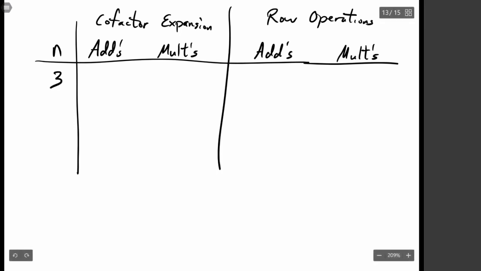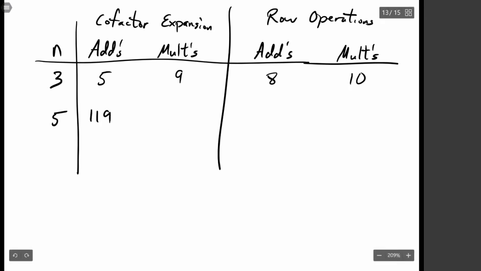So if n is 3, we have to do at most 5 additions and at most 9 multiplications to turn it into a triangular matrix. That's at most. For row operations, we would have to do at most 8 additions and at most 10 multiplications. Now, this doesn't make a great case for row operations yet, and that's because 3x3 determinants are relatively simple. Let's go up to n equals 5. These are for 3x3 matrices. Let's look at 5x5.